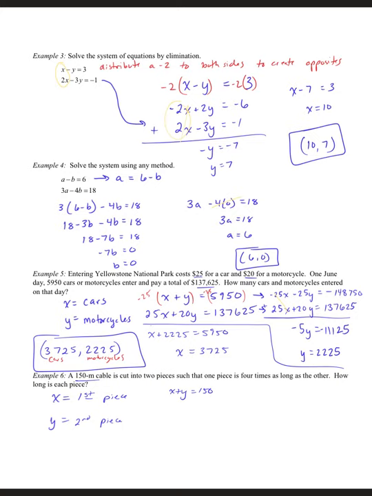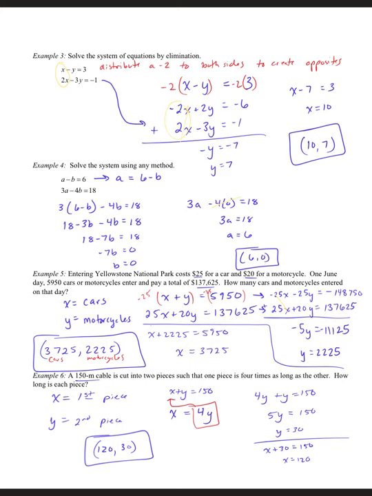Now, for my second equation, it says that one piece is 4 times as large as the other. So I take one piece, it wouldn't matter which one you choose here, and let it be 4 times the length as the other. Now, we can solve this. This one's set up nicely to use substitution because we already have a variable solved for. So we simply just need to take this 4y and substitute it in for x. So go ahead and solve this system. The solution I got here is (120, 30).